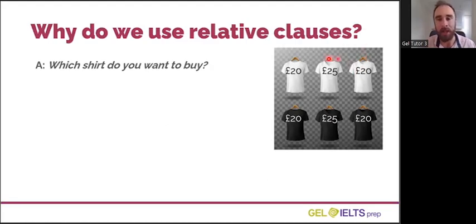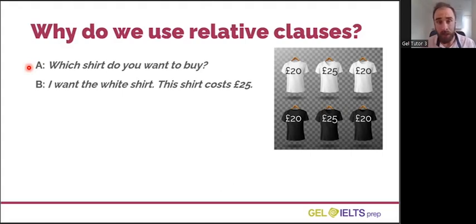Here, we can see some shirts. They have different colors and different prices. Person A is asking, which shirt do you want to buy? And person B responds, I want the white shirt. This shirt costs £25. Now, if person B only said the first sentence, then I don't know which shirt they want. It could be any of these three. If they only said the second sentence, then it could be any of these two. We need both sentences to define which shirt this person is talking about.